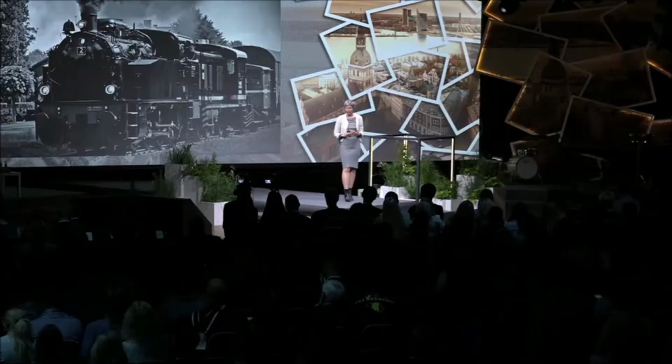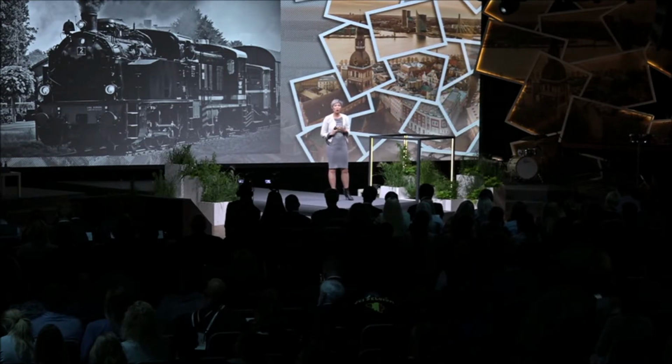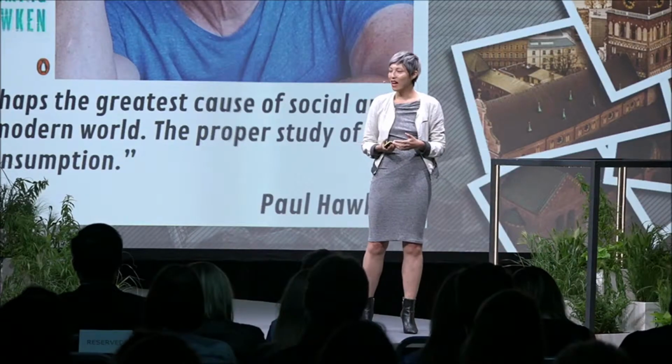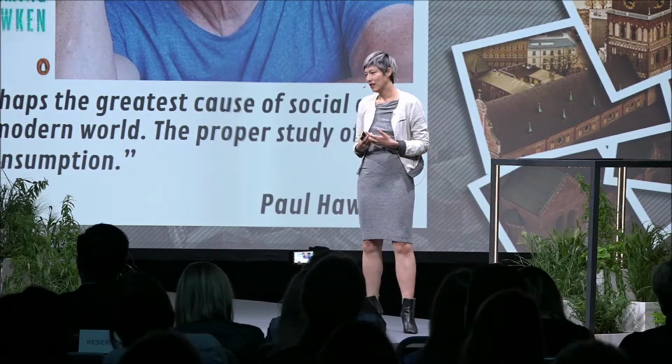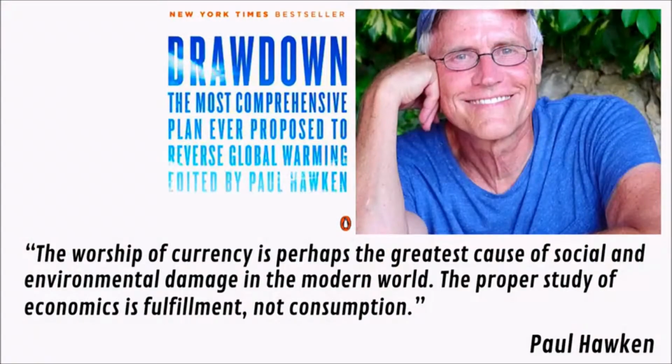So, going back to the social train, I wanted to make a note that the social train that we, as humanity, have set up is currently fueled by economics, by money, by metrics, by quotas. And the future, I think, is in this quote by Paul Hawken, who wrote an amazing book about climate change called Drawdown: The worship of currency is perhaps the greatest cause of social and environmental damage in the modern world. The proper study of economics is fulfillment, not consumption.